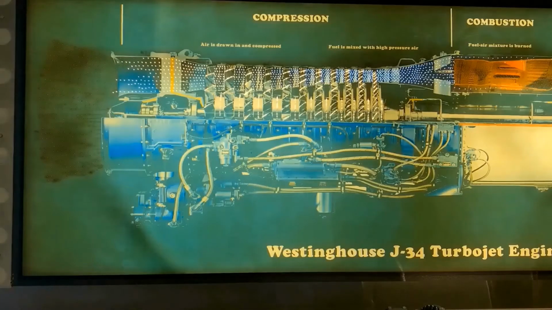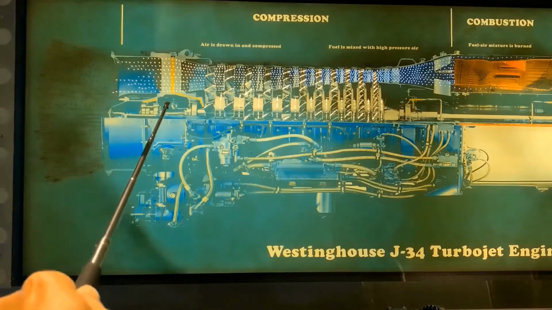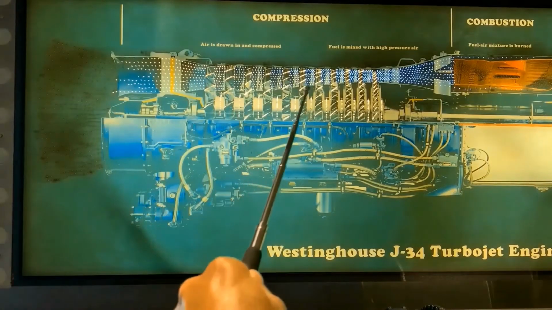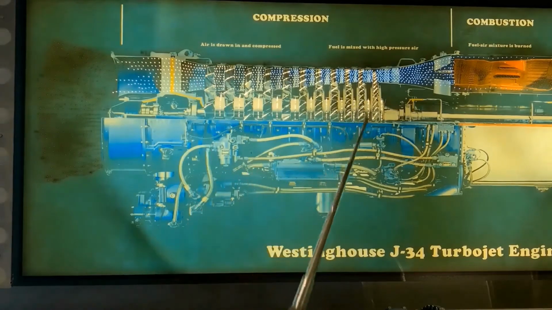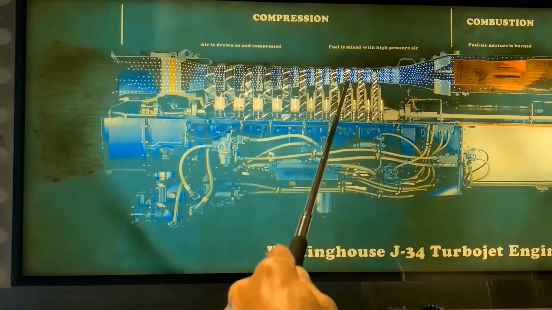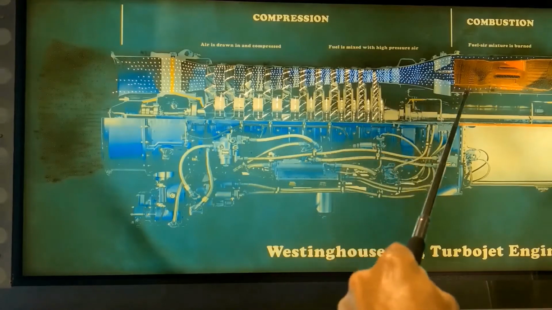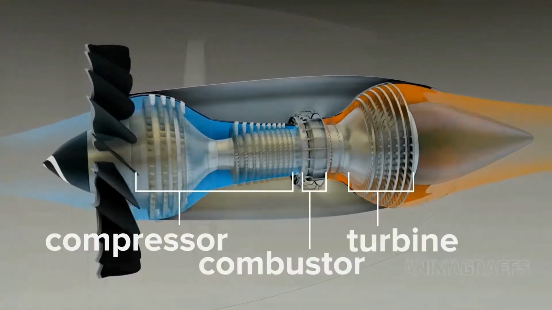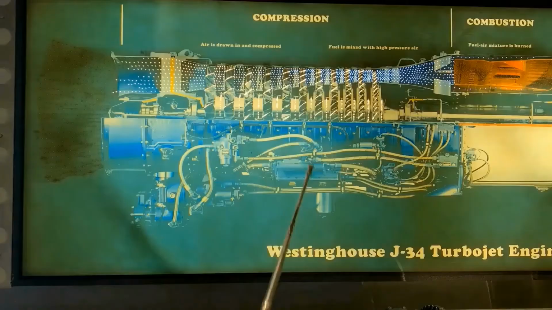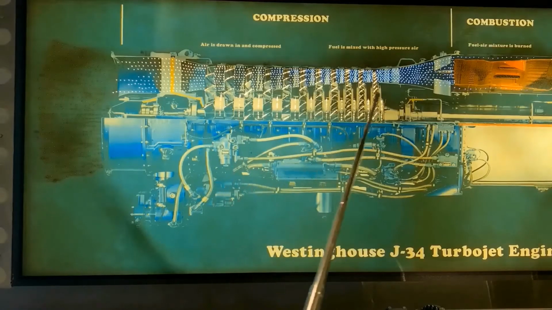We'll now go and push the blue button, which I have our students do. And you can see the white lights here and also the blue lights. Air is drawn in and compressed. And then fuel is mixed with high pressure air. The air is pressurized through the multiple stages of the compressor section. Those are the multiple stages of the compressor section.